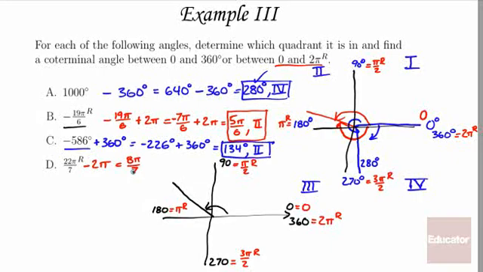8 over 7 is a little bigger than 1, so 8 pi over 7 is just a little bit bigger than pi. So that's going to put it about right there, which will put it in the third quadrant.